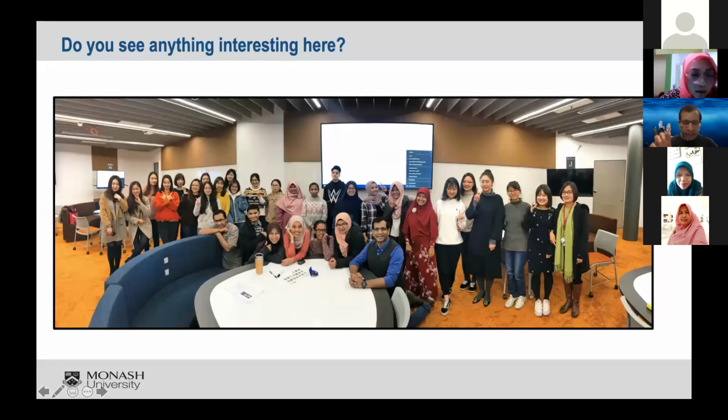As I said, something interesting is happening in this group photo. These are all international students. Can you see some Indonesian students as well, possibly from their clothes? Yes, all of them. So do you see anything interesting here? Anyone? It's very diverse. There are some Chinese, Malay, Indonesian. That's right, Raya.